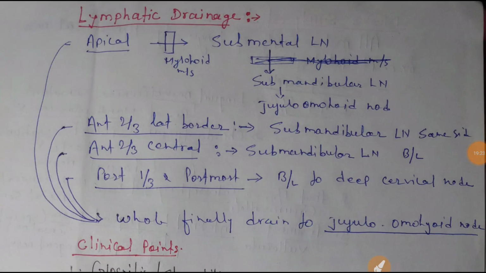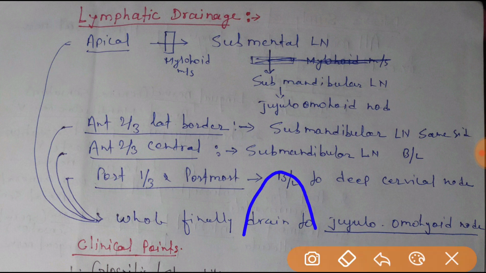The lymphatic drainage of the tongue. The apical part of the tongue. If you make a diagram, the anterior part. This anterior or apical part, the lymphatic drainage goes to the submental lymph node, and the submental lymph node goes to the submandibular lymph node, then to the jugulo-omohyoid node. Here, the lymphatic drainage goes to the submental lymph node by passing through the mylohyoid muscles.